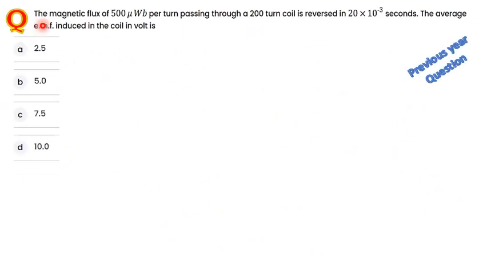One here is the magnetic flux, that is phi value they have given as 500 microweber per turn, passing through a 200 turn coil. See, this is magnetic flux per turn. This is 200 turns of the coil, the N value they have given, and it is reversed in 20 milliseconds. This one, 20, which will be reversed, so the t value they have given. What they are asking here is the average EMF induced in the coil in volt.